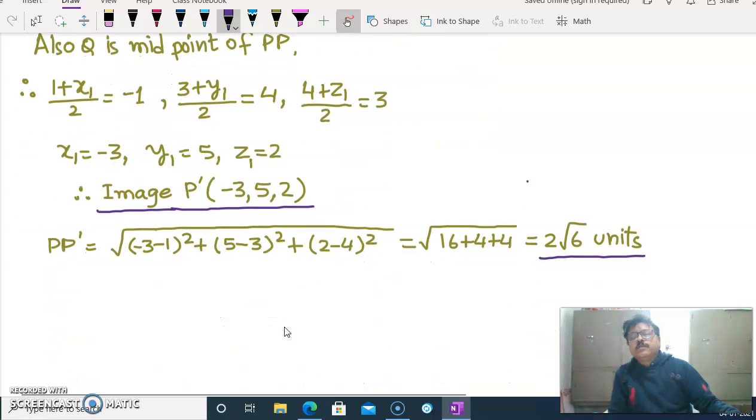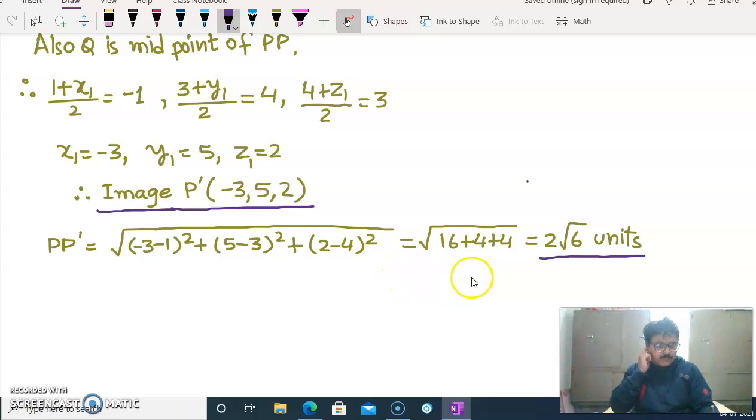We have been asked to find the distance PP dash. Hence it will be root of (x2 minus x1) square plus (y2 minus y1) square plus (z2 minus z1) square, which is under root 16 plus 4 plus 4, that is 2 root 6. That is what the answer is. So students, I hope you have understood this concept.